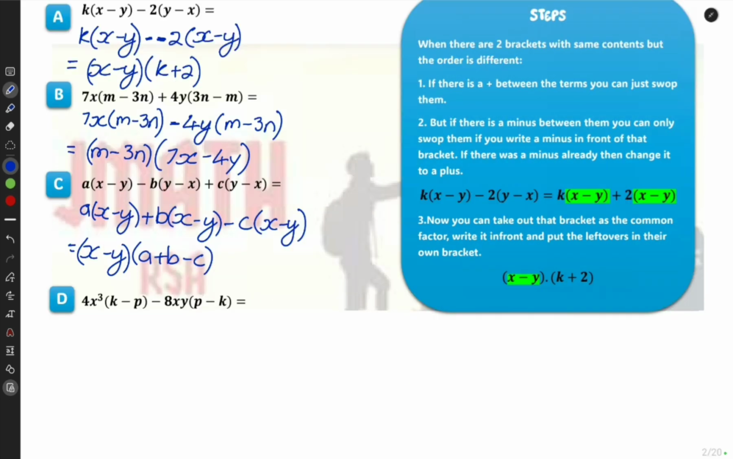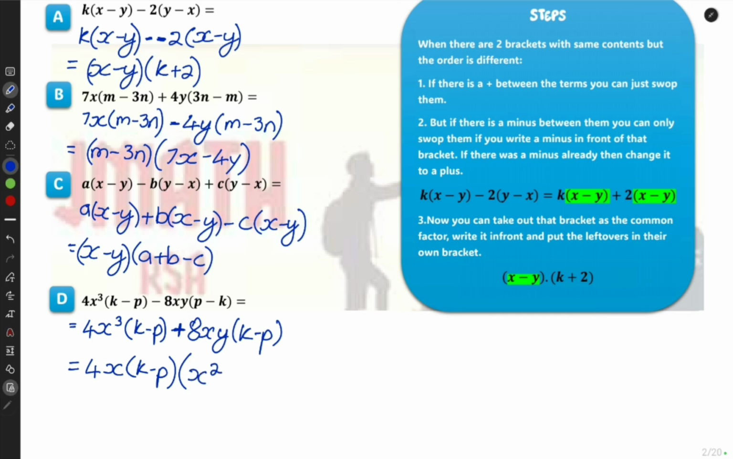Final answer. Question D. So in this case, again, going to swap the second bracket. So this remains 4x cubed k minus p, and then minus minus, which becomes a plus, 8xy k minus p. Okay, now I can take out that bracket. That's very obvious, but I can also take out something else, because 4 can divide into both terms, and 1x can be taken out from both terms. So my common factor in this case is actually 4x, and then k minus p. So what remains then is the 4 is gone, so that's just an x squared. I took away 4 from the second term, so that must be a 2, and I took away 1x. That would then be my final answer.